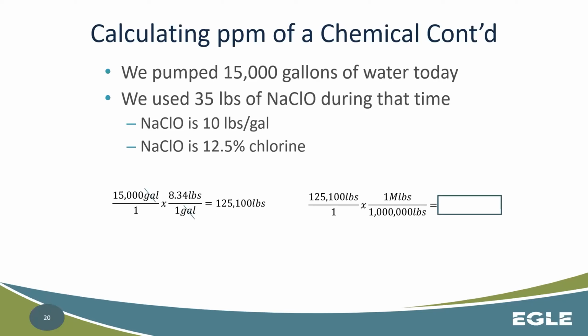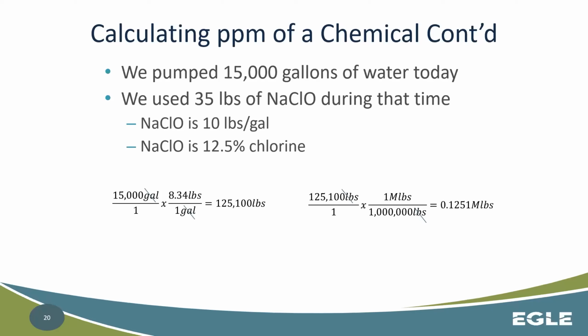Now our next step, we want to convert those pounds of water to million pounds of water. Convert those units, right? By taking that 125,100 pounds, we use 1M, or 1 million pounds. So we're just basically changing the unit format to give us 0.1251 million pounds of water. Okay, so we have this part of the equation. We have the million pounds.